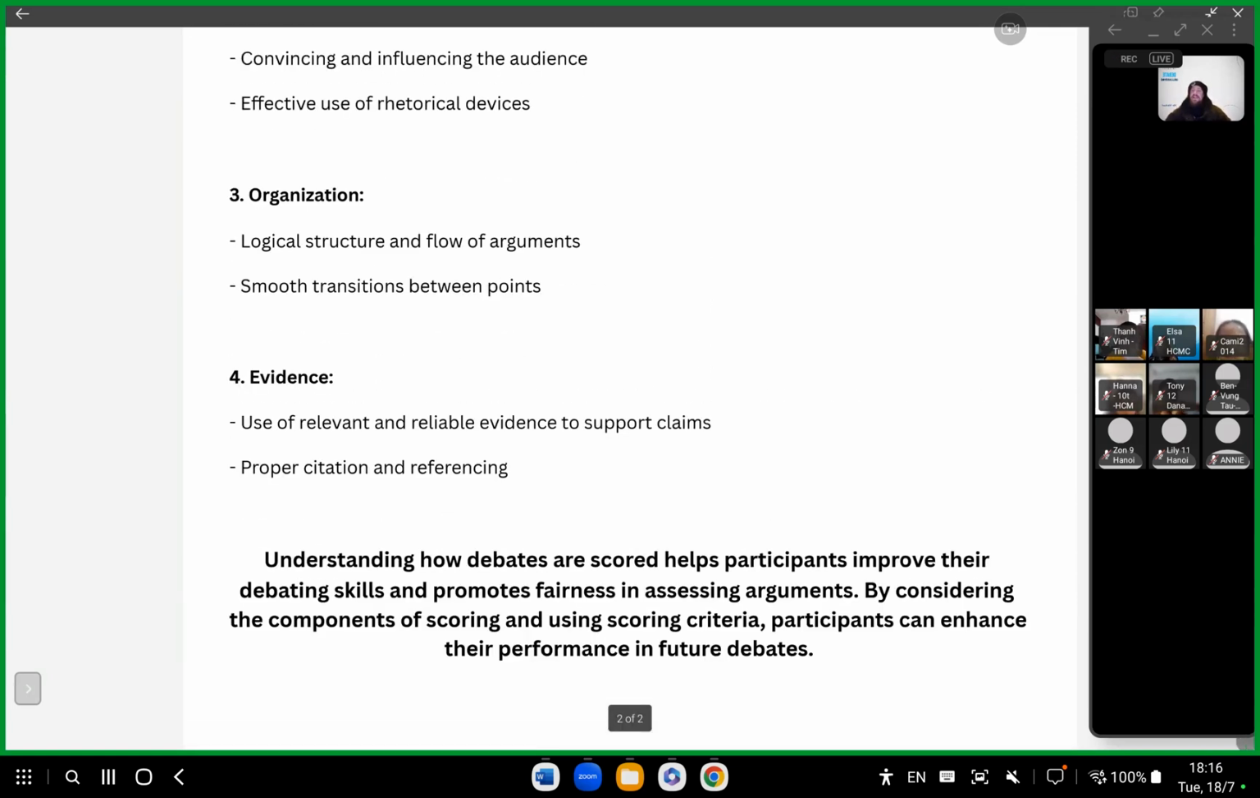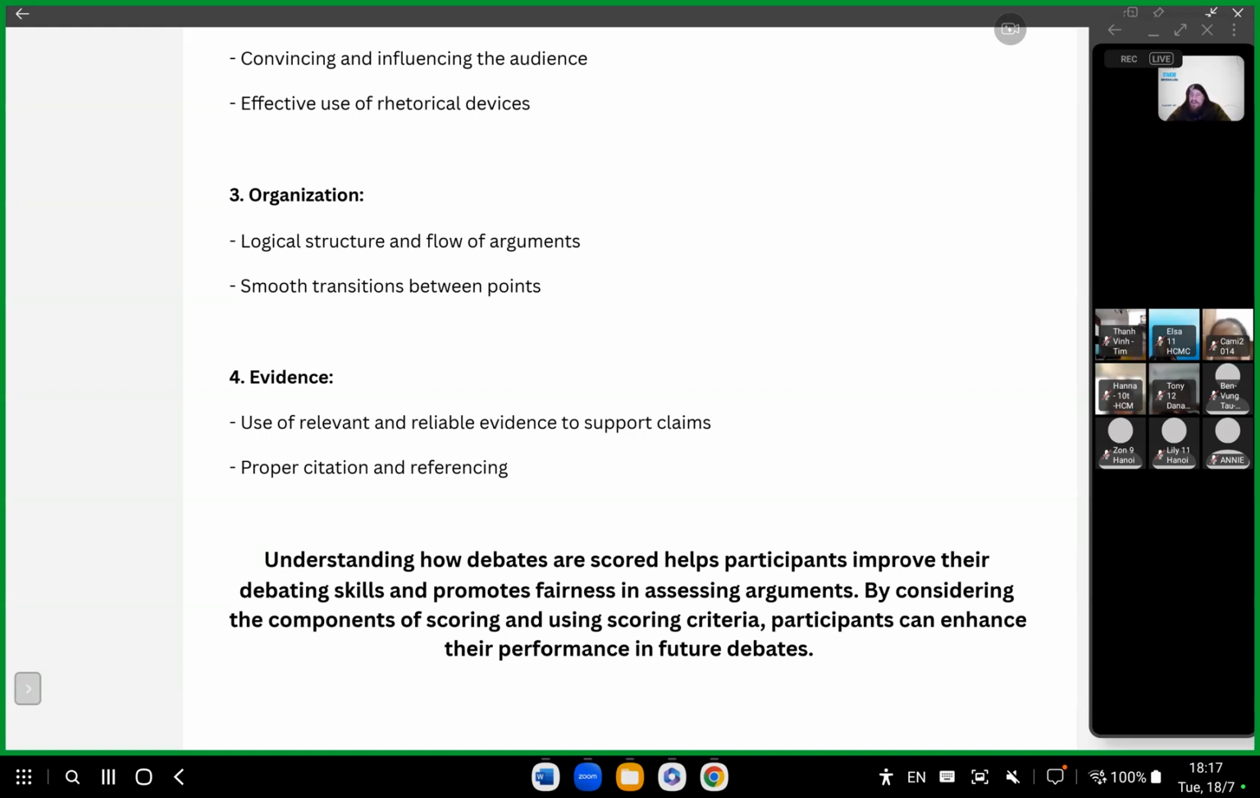And finally, they look for evidence. So they look for the use of relevant and reliable evidence to support your arguments. So does the evidence help prove your point, or does it not really have anything to do with your argument? And also, is the evidence reliable? So has it come from an expert that people are going to believe, or has it just come from your mate John down the road? So you need to be careful about how you pick your evidence.